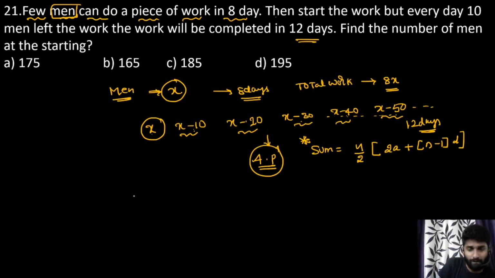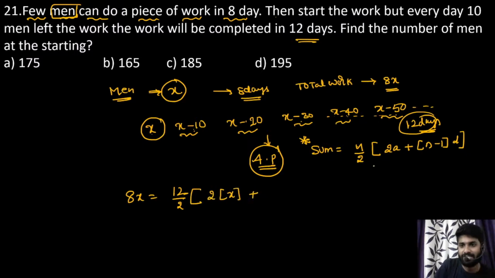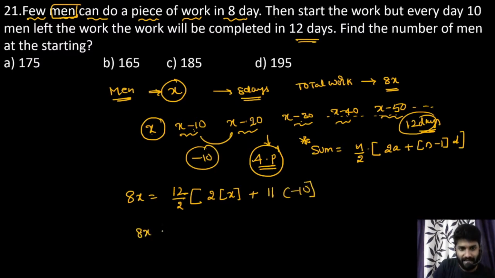See, the total work is equal to 8x. Here the n value indicates how many days, guys? 12 days. 12 by 2, so 12 by 2 into 2 into the a value, that is x, plus n minus 1. The n value is equal to 12, 12 minus 1 is equal to 11. The difference is equal to minus 10, guys. Then the value becomes 8x exactly equal to 6 into 2x minus 110. Clear? Just 8x exactly equal to 12x minus 660.